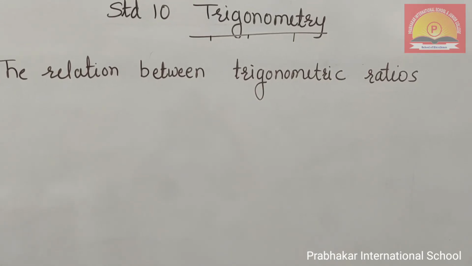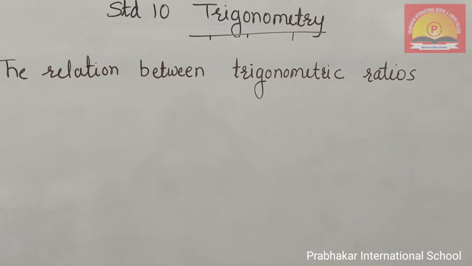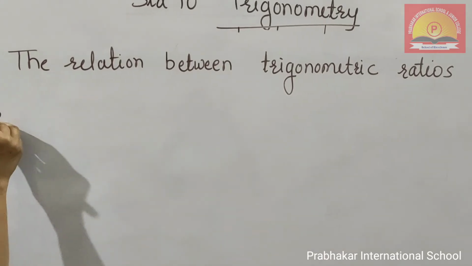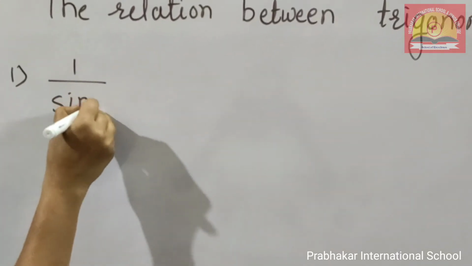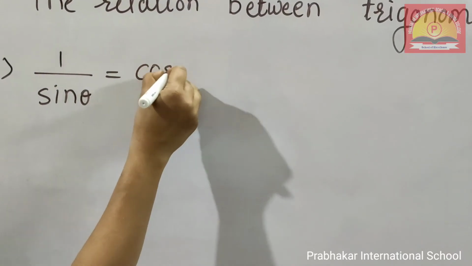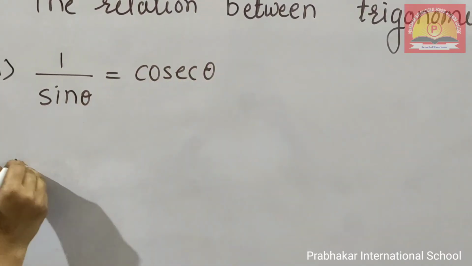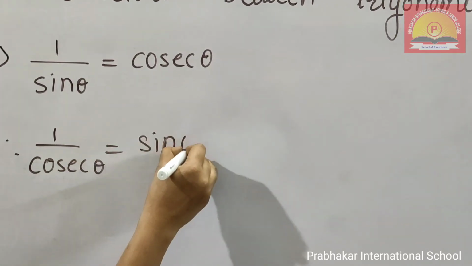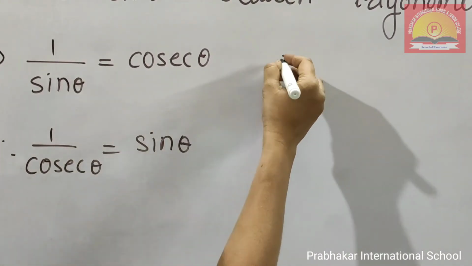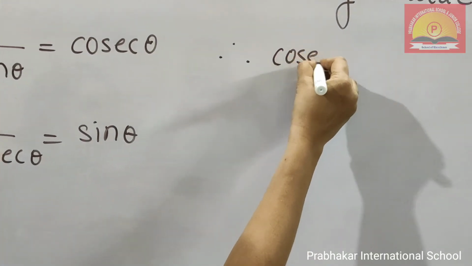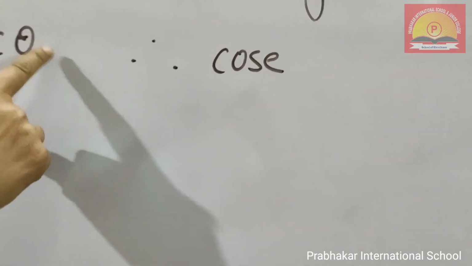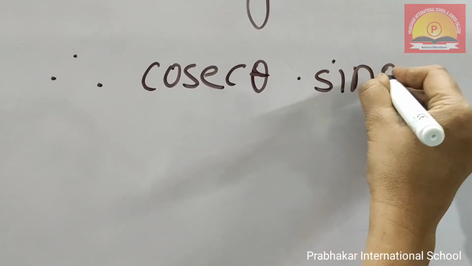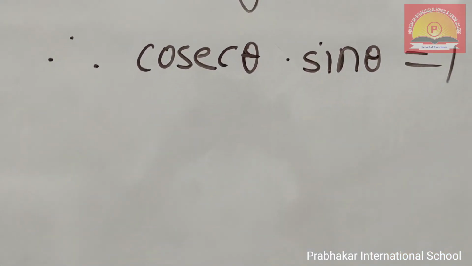So we will see the relation between the trigonometric ratios of cosec, sec and cot. The first one is 1 upon sin theta equals cosec theta, or else you can say 1 upon cosec theta. You can make a ratio like this also. Cosec theta, if we send sin theta to the RHS, then cosec theta into sin theta is equal to 1. So this is the relation.